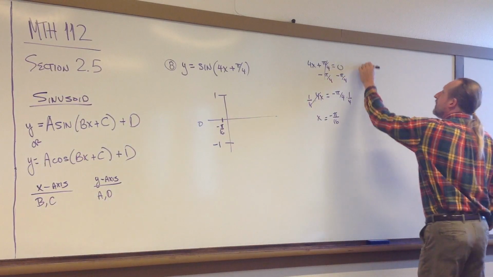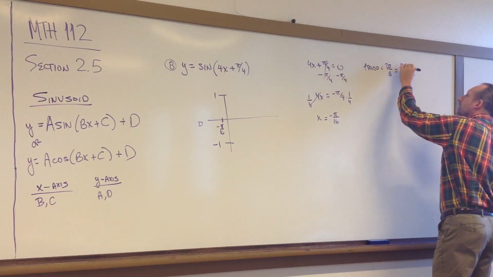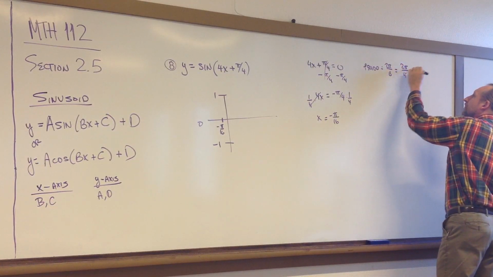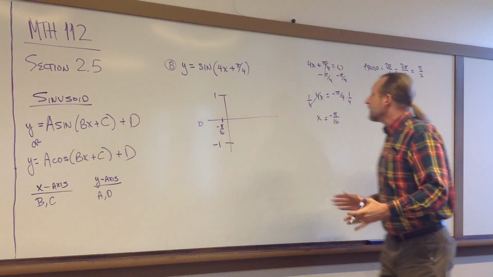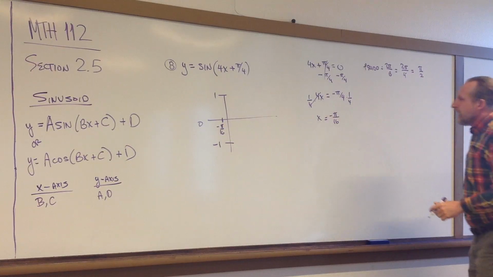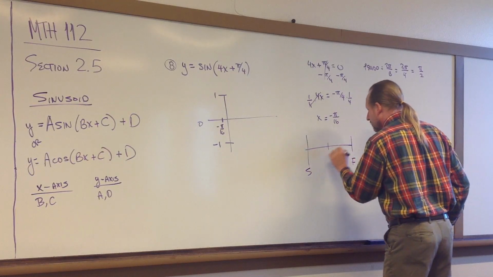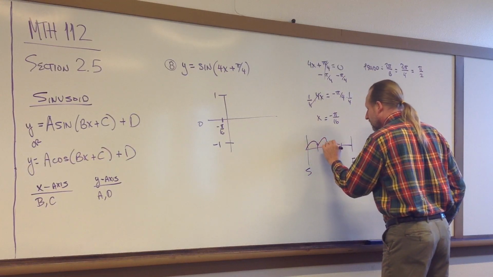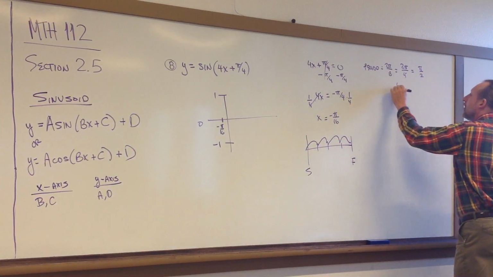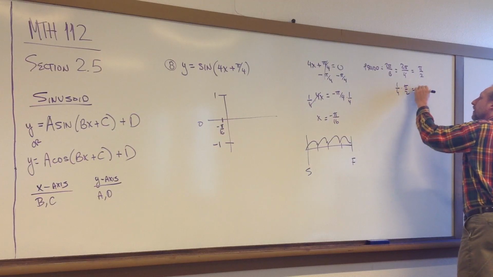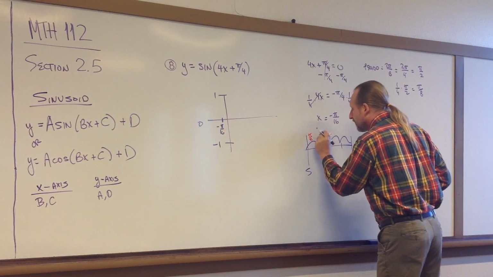Now our period is going to be 2 pi/b, which in this case is 2 pi/4, or pi/2. So that start to finish distance is only going to be pi/2, and each of these jumps, from the start to the finish, we're going to have 4 jumps. Each of those 4 jumps is 1/4 of the total period. 1/4 times pi/2 is pi/8. So each of these little jumps right here is pi/8.